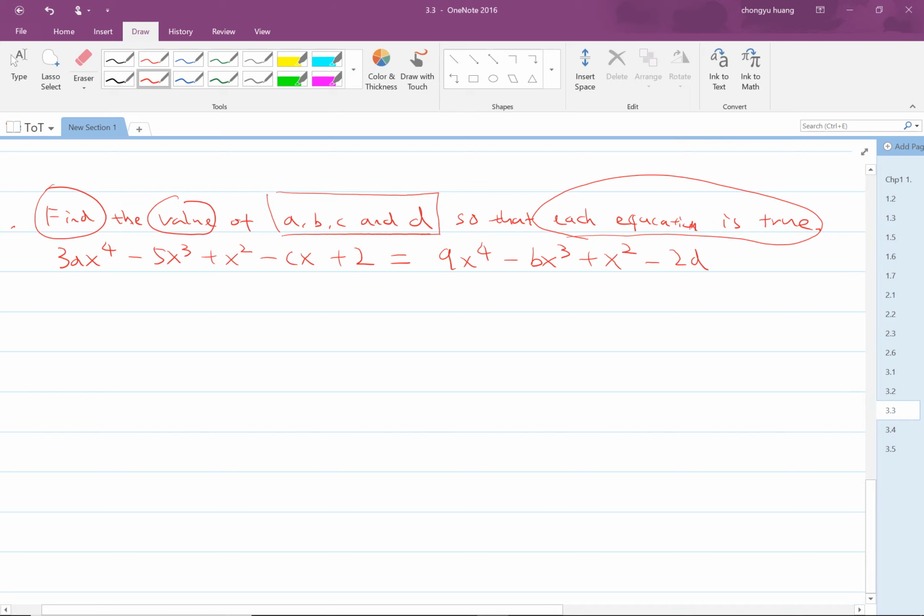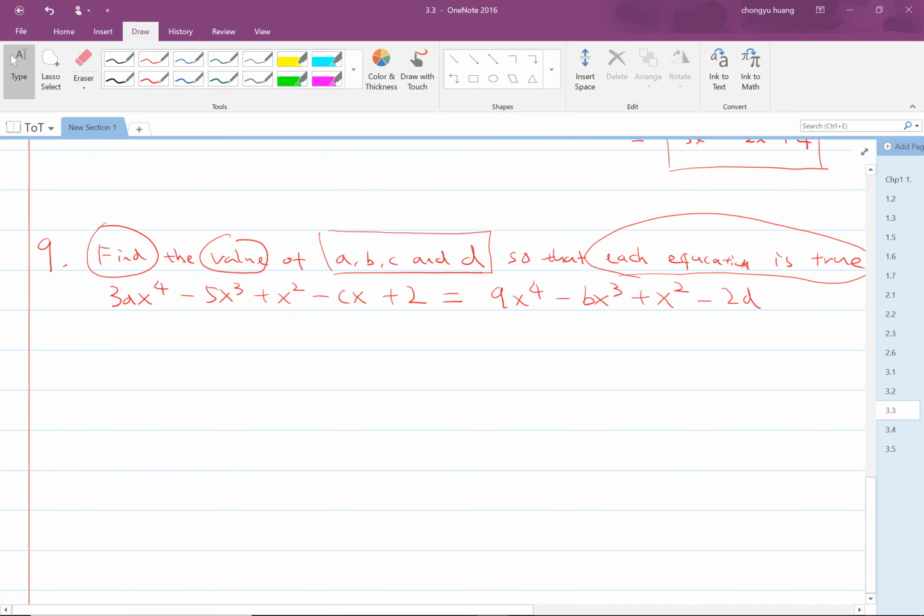So you can see we have 3a, so there's an a over here. And then we have a negative c, and a negative b over here, and then we have a negative 2d over here. Okay, so let me tell you one thing which makes it really easy for you to do this kind of problem.